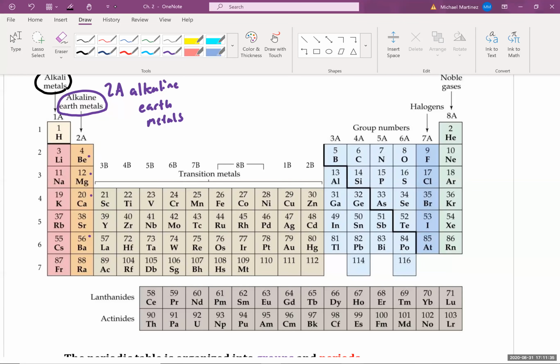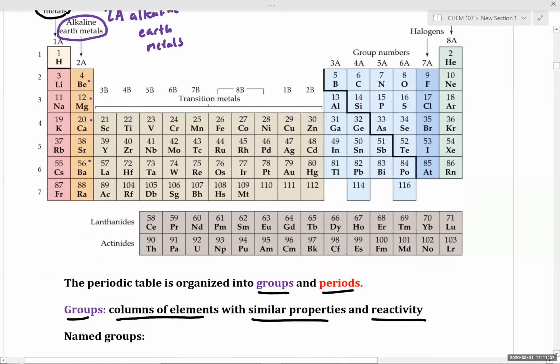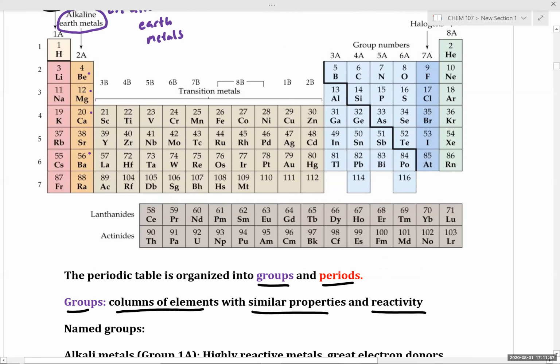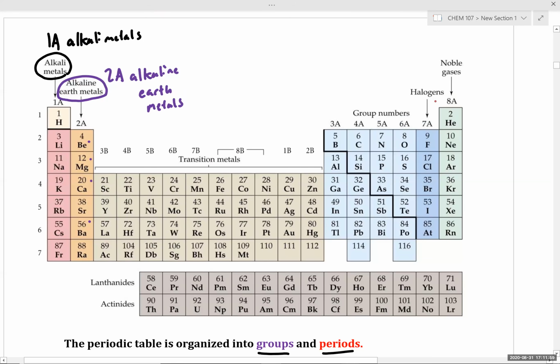Wonderful. Now let's look at some of the more dangerous groups in the periodic table. Group 7A is known as the halogens. So these are strong oxidizing agents and great electron acceptors. These are also in general quite poisonous and toxic elements. So everything in group 7A, when you see 7A elements, I want you to think halogen.